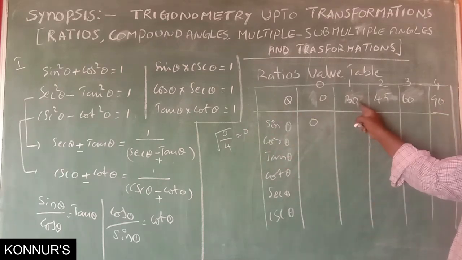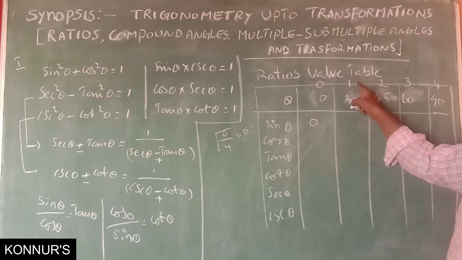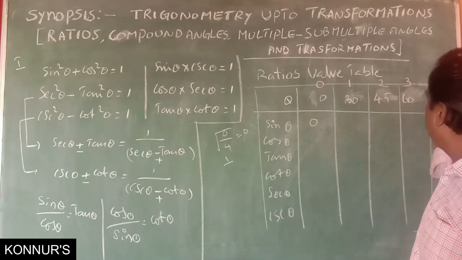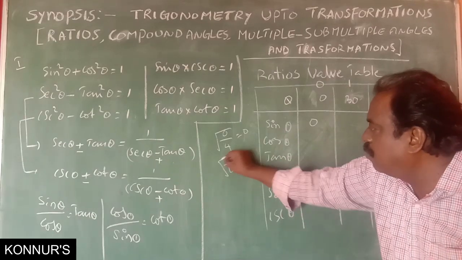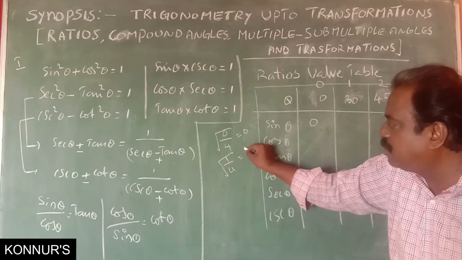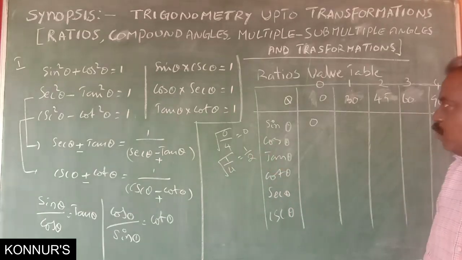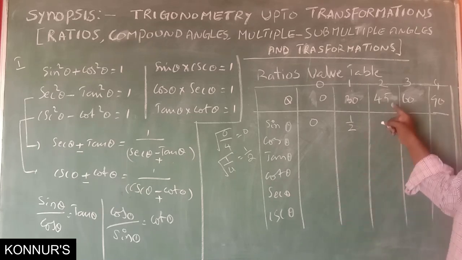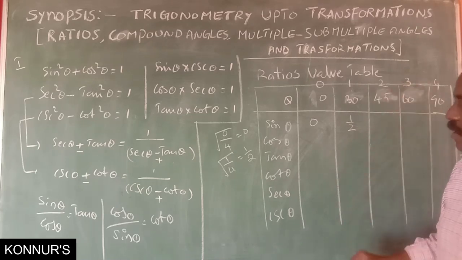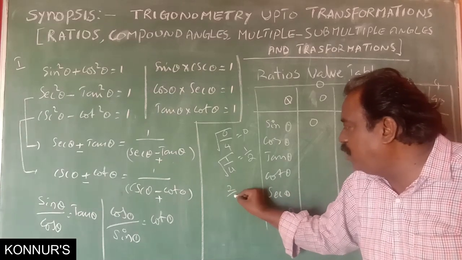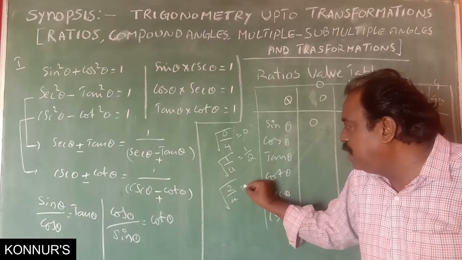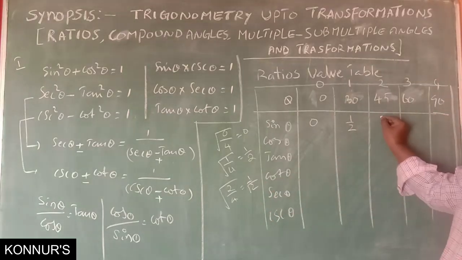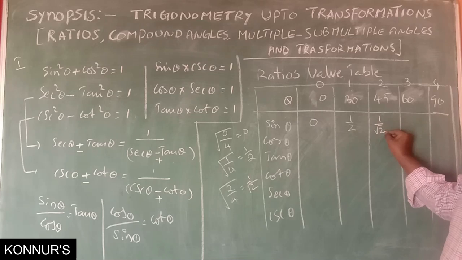0 by 4 with the root is 0. Similarly, in order to get sin 30, the top of 30 is 1. So it is 1 by the last digit, 4. So root of 1 by 4 is 1 by 2. Okay, it is 1 by 2. And to get 45 degrees, the top of 45 degrees is 2, and the last digit is 4. It is 1 by root 2 by simplification. So it is 1 by root 2.